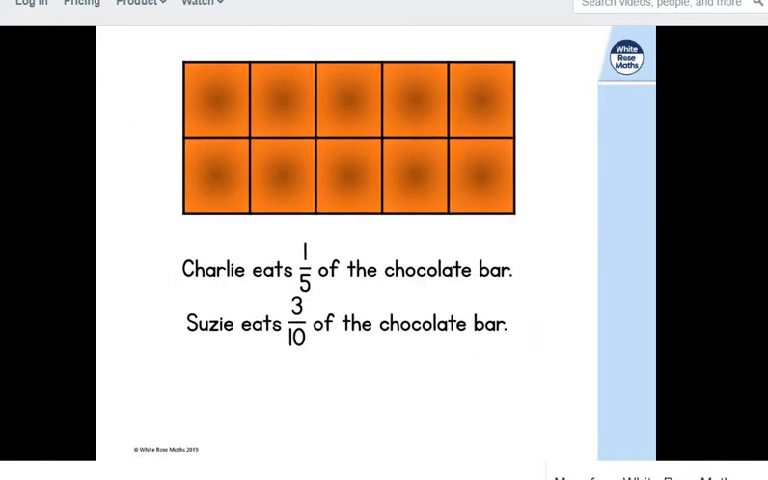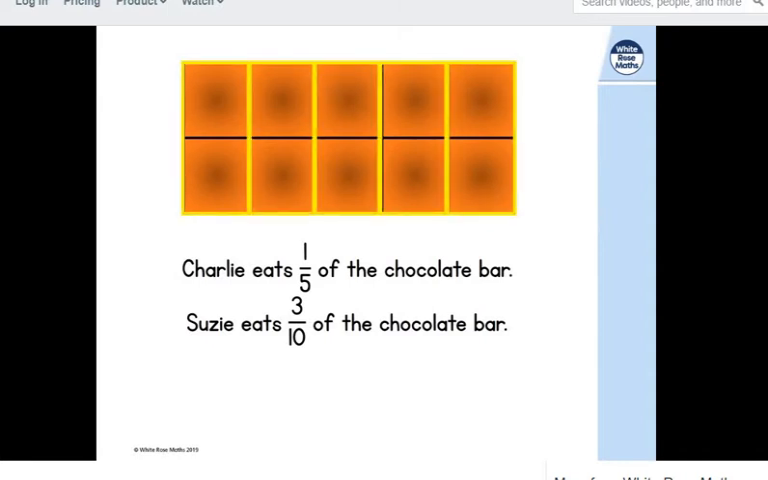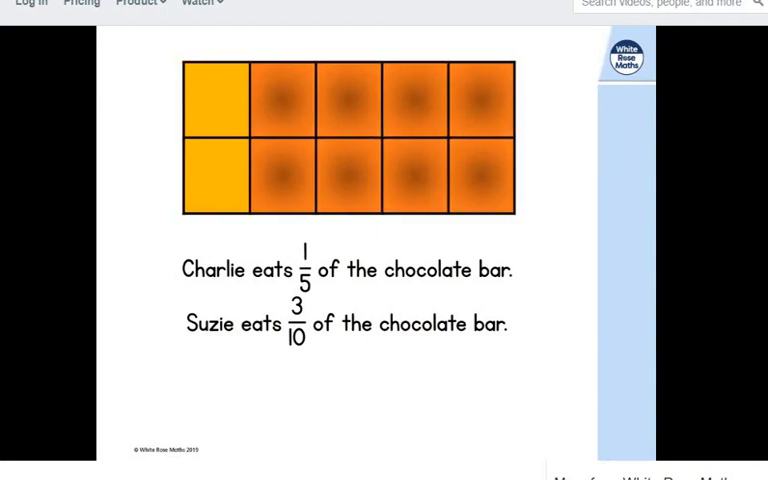Okay, let's have a look then. So Charlie eats 1/5 of the chocolate bar. Now, a fifth would be 5 equal parts, and we want one of them. Can you visualise how I could split the chocolate bar into 5 equal parts? Perhaps you may visualise it this way. If he eats 1/5 of them, the part in orange is the part that Charlie eats.